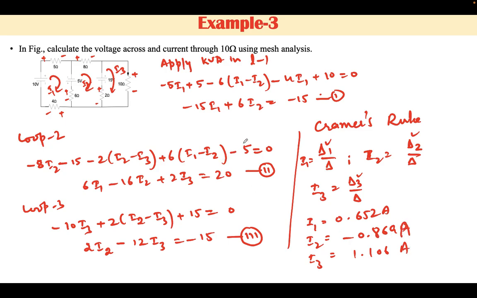Now, in this case, we were supposed to find the current through the 10 ohm resistance, and it is coming out positive, and hence the current in the 10 ohm resistance is 1.106 ampere, whereas the voltage across the 10 ohm resistance is equal to I into R, that is I is 1.106, R is 10, which is equal to 11.06 volt. This is the answer.